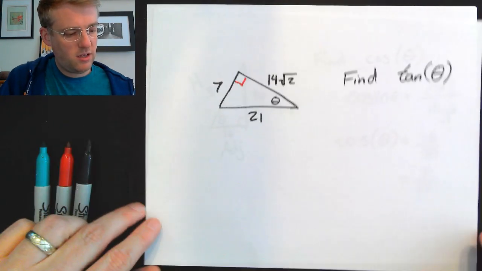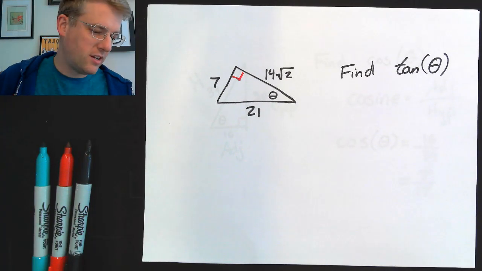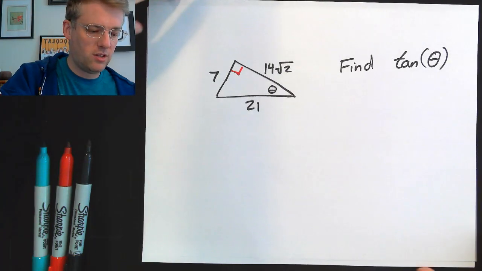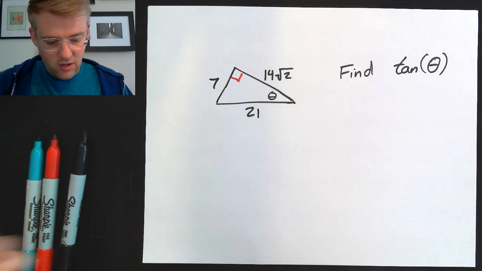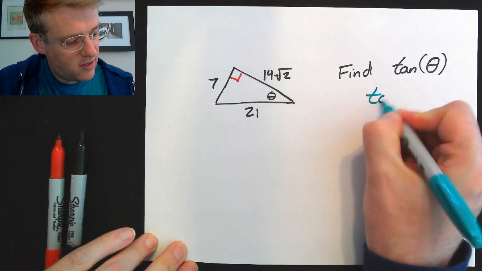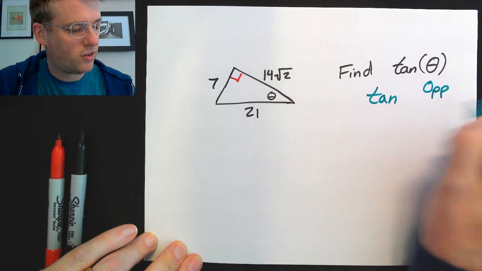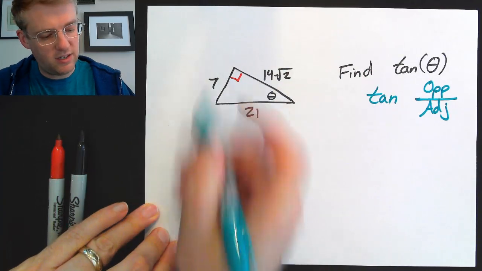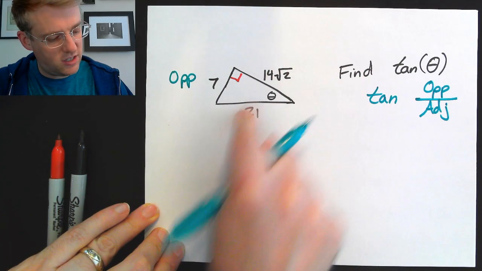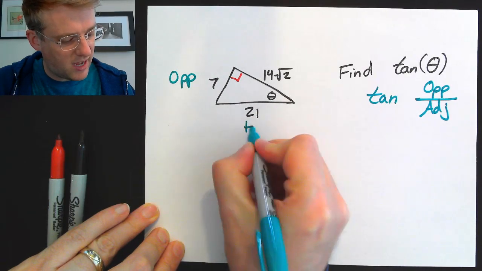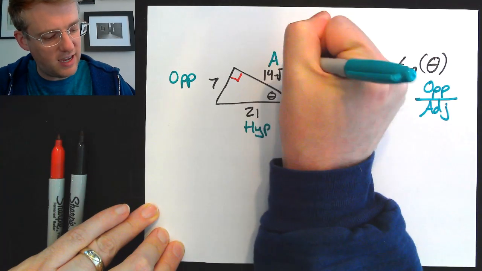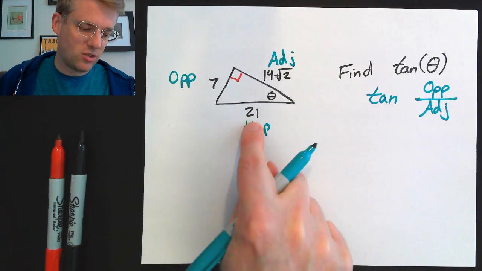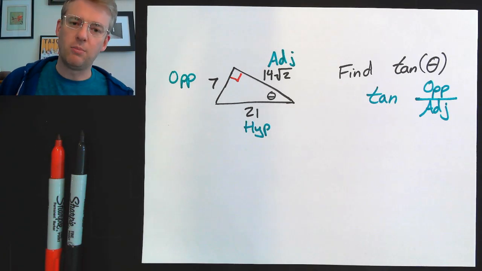Now, here's a problem where we want to know the tangent, and this one's a little more complicated because it's got that square root of 2 in the measurements there. I do need to know that tangent is the opposite over the adjacent, and I'm going to label that with respect to theta. Opposite is 7. Adjacent is going to be one of the ones that touches it, so 21 is the hypotenuse, which means the adjacent leg is 14 radical 2, which must be smaller than 21 because 21 is the hypotenuse, though it's really hard to tell by looking at it whether that's true.